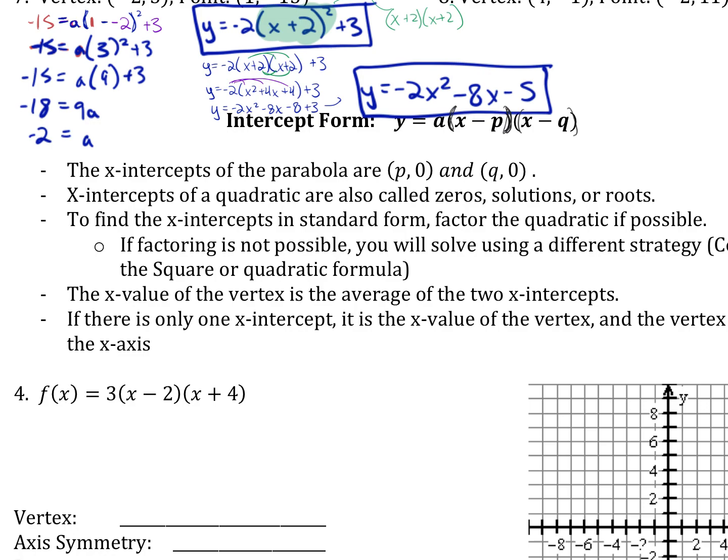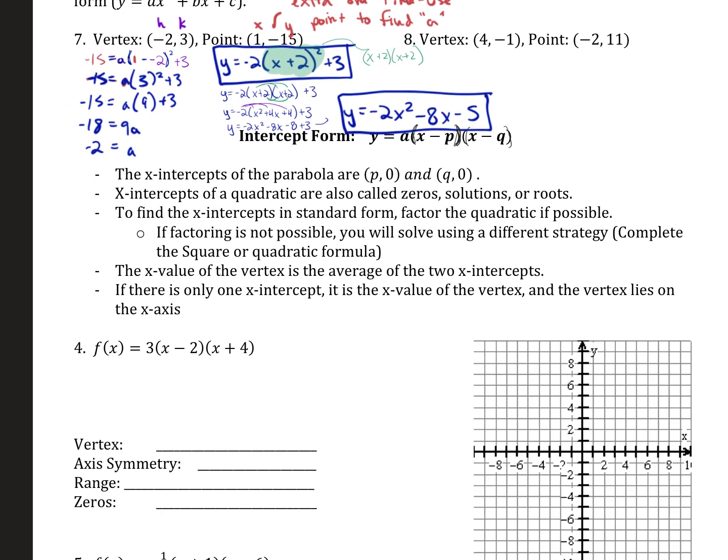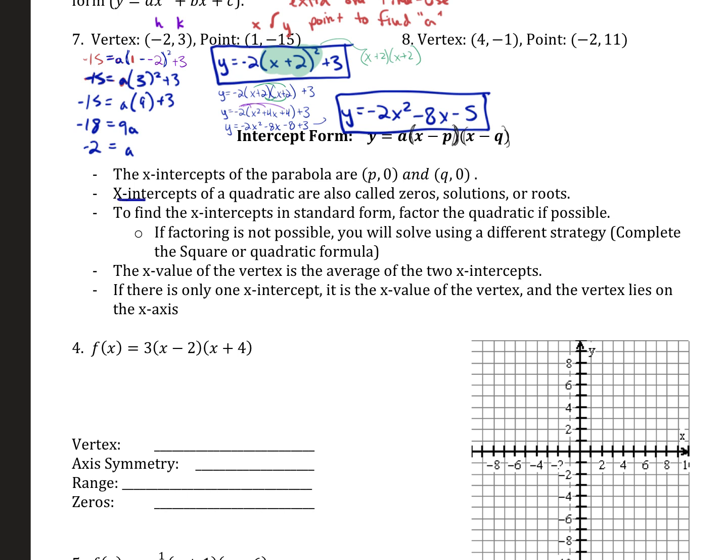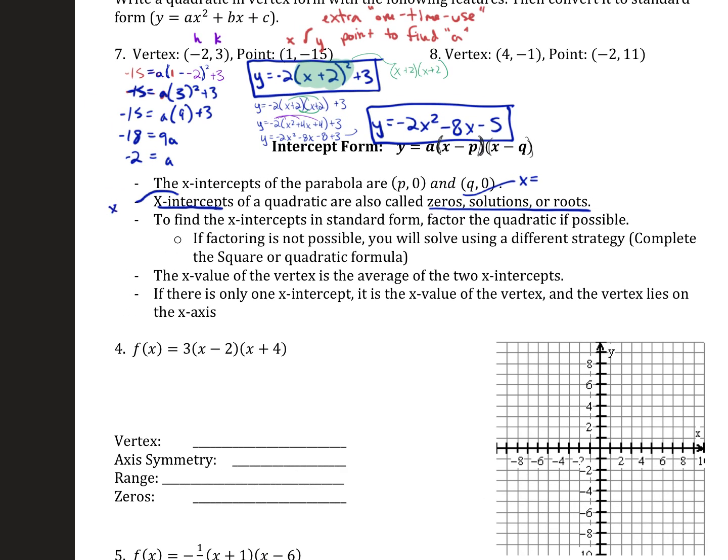So the x-intercepts of a quadratic have many names. They can also be called zeros, solutions, or roots. As a rule of thumb, when we call something a 0, that is usually written as x equals. When we call something an intercept, that is usually written as a coordinate x comma y. So that's how terminology is connected to the form of the answer. But you can use any of those terms interchangeably.